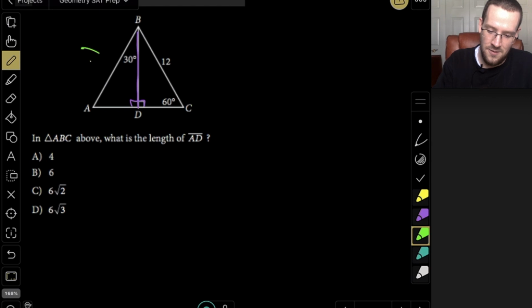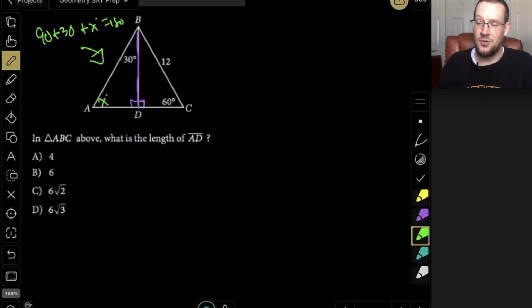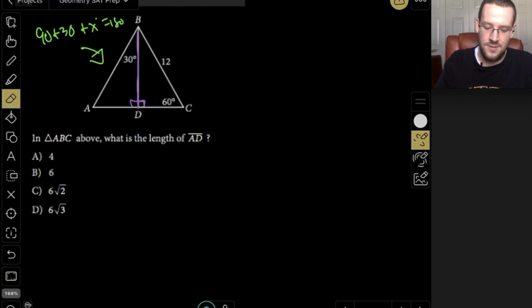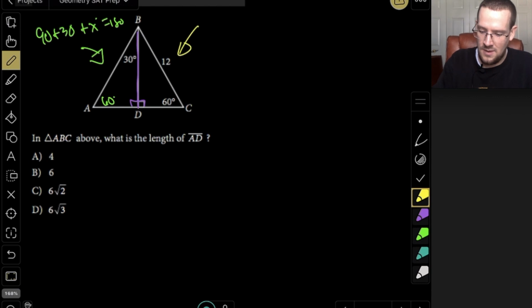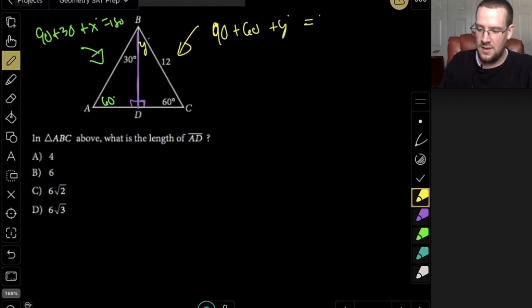So over here, we have 90 plus 30 plus, let's call this one angle x, is equal to 180. 90 plus 30 is 120. 180 minus 120, that value is 60 degrees. Convenient. Let's look at this side. We have 90 plus 60 plus, let's call this one angle y, is equal to 180. 90 plus 60 is 150. 180 minus 150, this is 30.